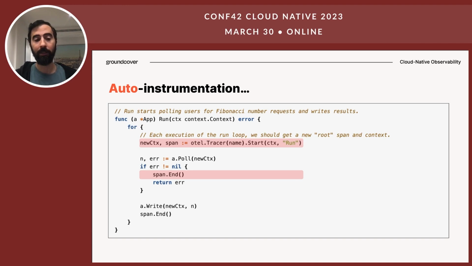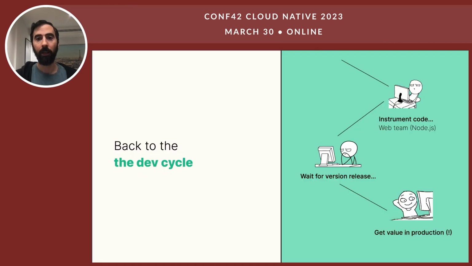And this is the best that we can get. I mean, in part of the languages, this auto instrumentation doesn't really work. You have to work really manually to get that. And now we're still stuck inside that dev cycle. Developers instrument their code, they wait for the version release next cycle to actually reach production, and then they get the value in production. That's a pretty long cycle.